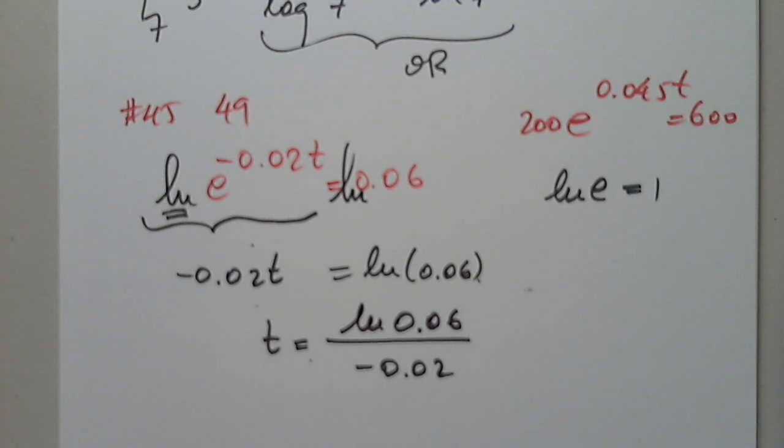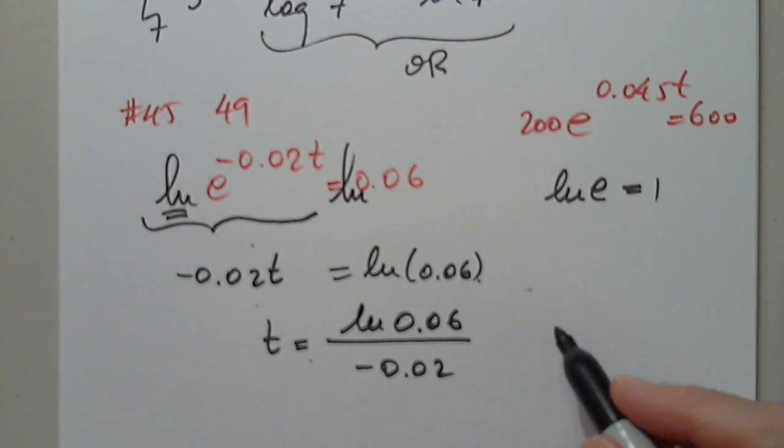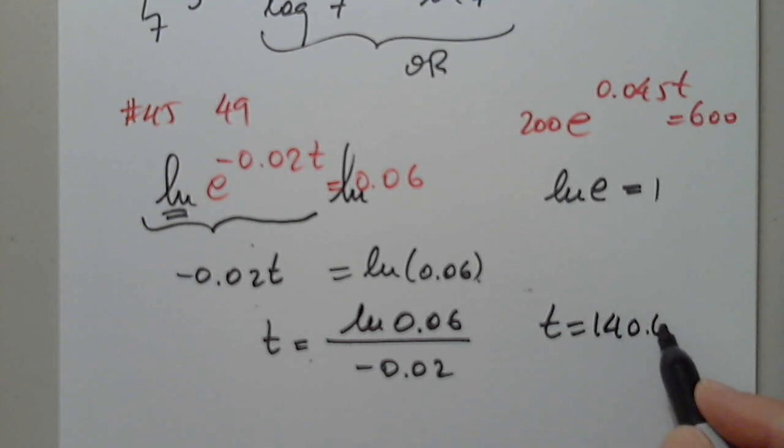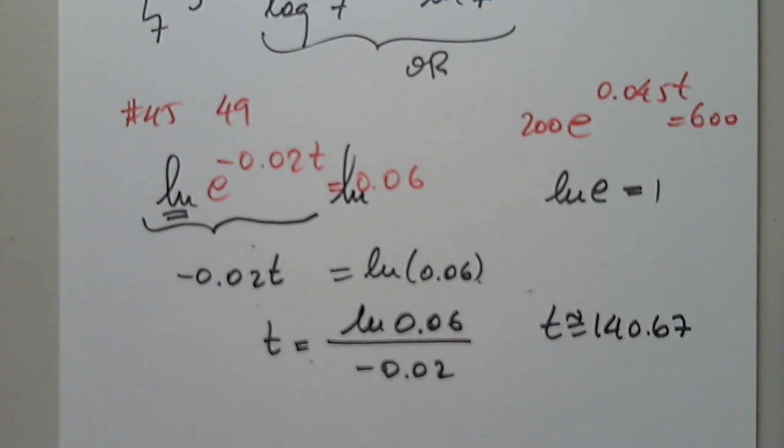So we have natural log of 0.06. Close. Divide. Please put parentheses because it's a negative number. 0.02 and close and press enter. 140.67. So t is approximately 140.67. Perfect. Now let's look at 49.